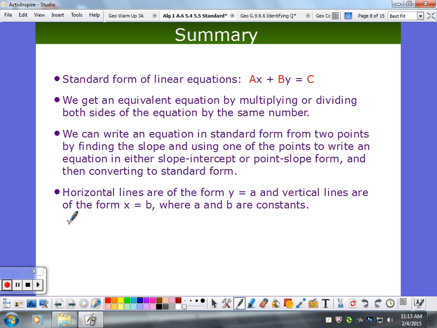All right, so a little summary on this part. Standard form of equations, Ax + By = C. We can get an infinite number of equivalent equations by multiplying or dividing through by the same number. We can write an equation in standard form. Basically, just do what you've been doing to get slope-intercept, and then put it in standard form by moving that x term to the other side of the equation. You may have to simplify a little bit to get it to look like that standard form. Horizontal lines are y equals a number. Vertical lines are x equals a number. Okay, so that's everything we just talked about.